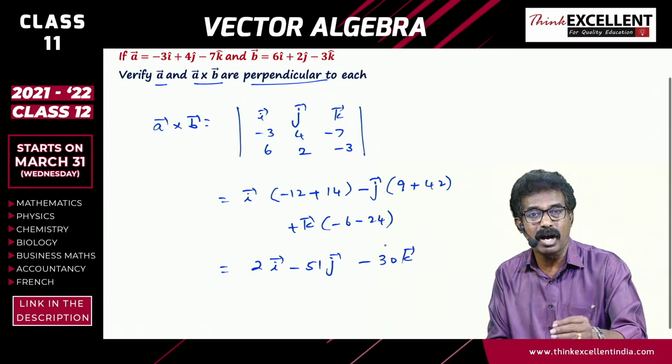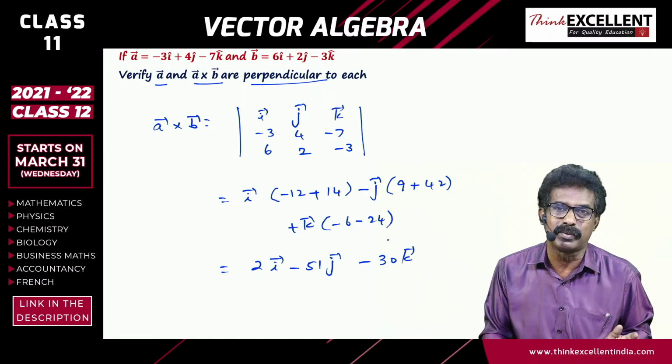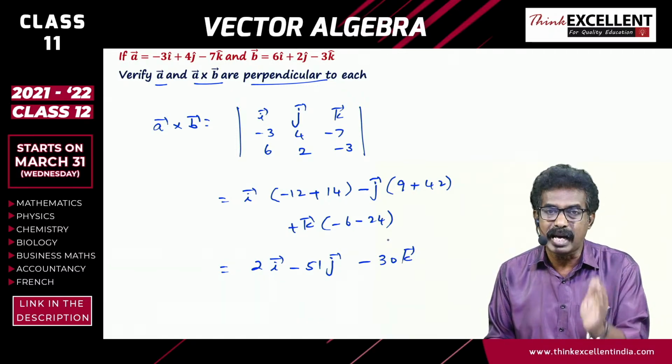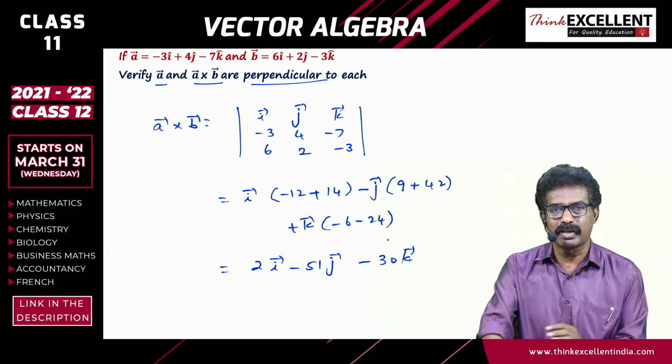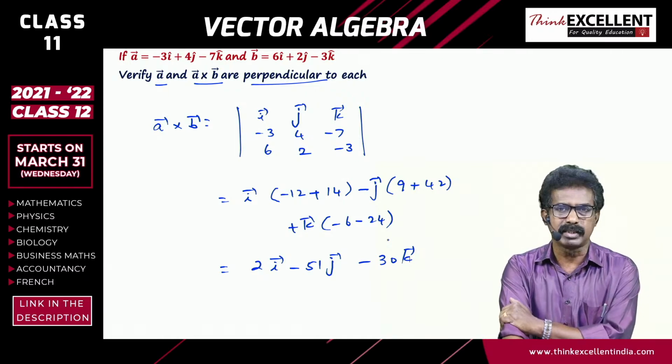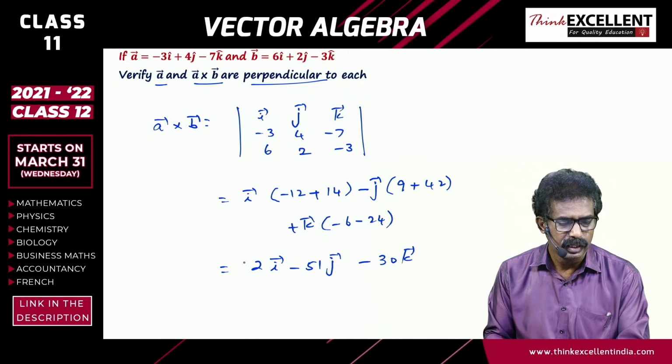Even if something is common, don't divide it. Sometimes students do this. Suppose 5 is common, they divide by 5. Don't do that, because this is the value of A cross B. It is not an equation. If it were equal to 0, then you could divide. So here you cannot change the sign. You should not divide. If there is something common, you can take it out if you want. Okay. This is A cross B.